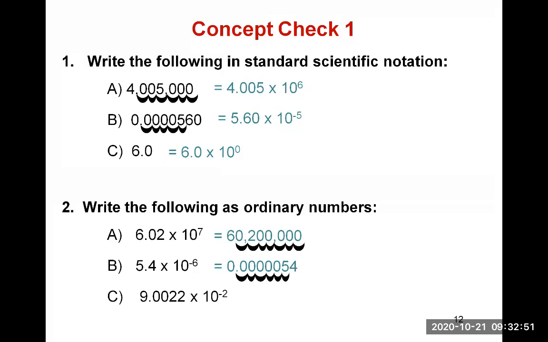9.0022 times 10 to the negative 2. Again, negative exponent, so we will need to move the decimal point to the left to make it a small number. So we keep the 90022 and then move to the left 1, 2 times and put the decimal point there. So small number because we have a negative exponent.